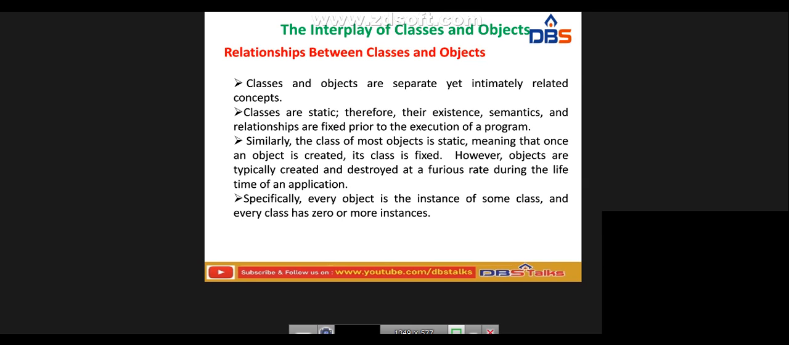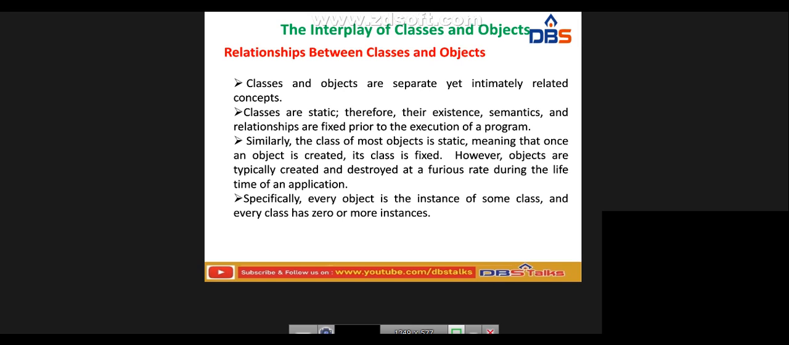Next, the interplay of classes and objects, that is the relationship between classes and objects. Classes and objects are separate but intimately related concepts. Actually they are separate, but some of the operations and processes will be equal. Classes are static, therefore their existence, semantics and relationships are fixed prior to the execution of a particular program. Whenever we assign the properties of the classes, the operations and the class name, these are static, so they will not change at execution time.